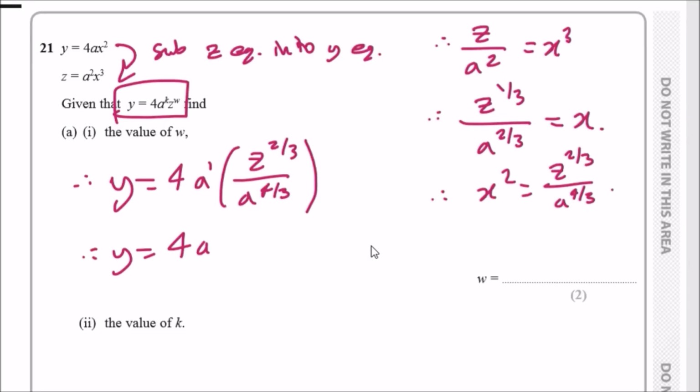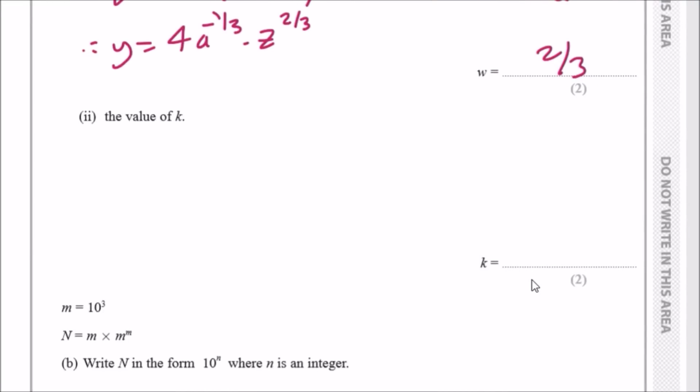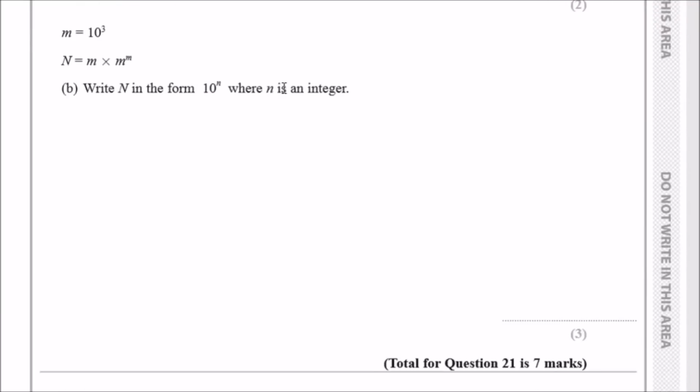So we now combine the a's and call it a to the power minus a third, and z to the power of 2 thirds. And that's it. So that means the value of w, which is this part, is 2 thirds, and the value of k is minus 1 third, which is here. So that's 2 in 1. Right, let's move on to the next bit.